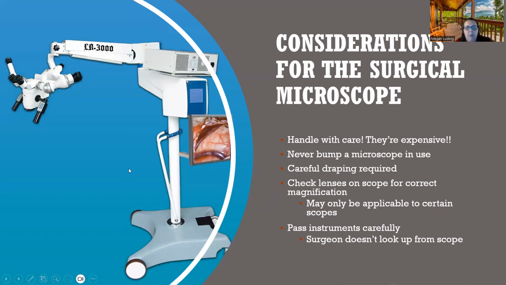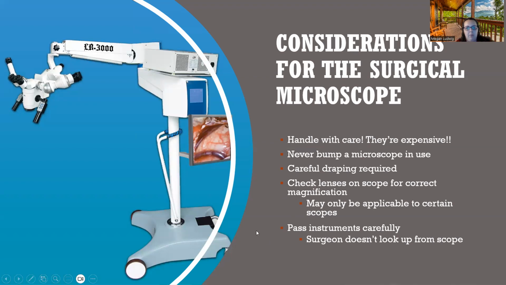You also want to check the lenses. It may be more old school microscopes, some microscopes have lenses that you can take off and change the magnification or the optics on. So like our surgeon who was doing like a direct laryngoscopy wanted a 400 lens. So we would change it out for the 400 lens.